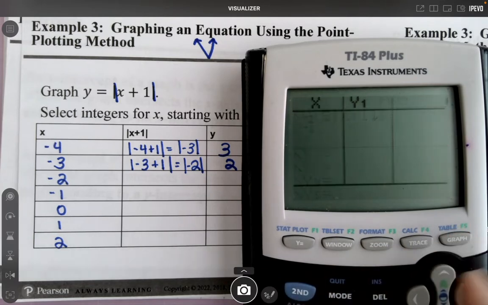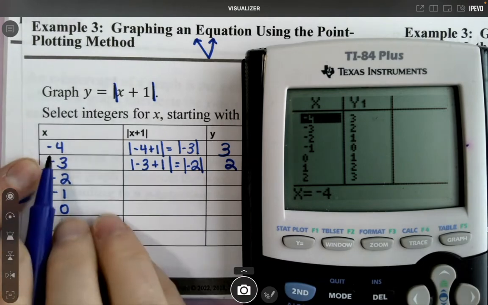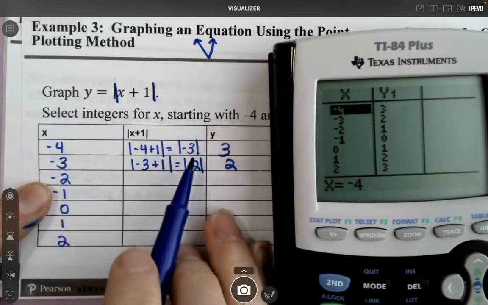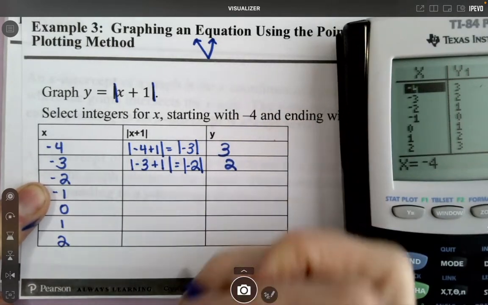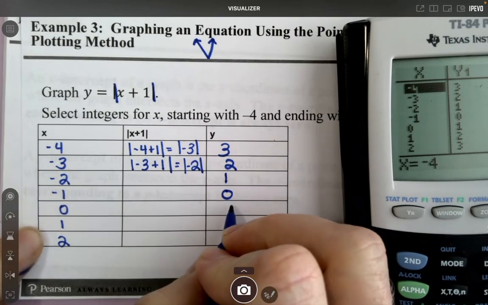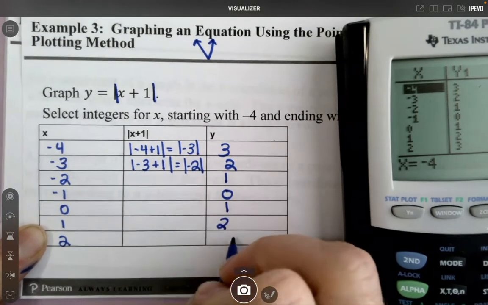Then I can go to the table of values, and I'm going to go, so negative 4, 3, negative 3, 2, negative 2 is 1, negative 1 is 0, 0 is 1, 1 is 2, 2 is 3.